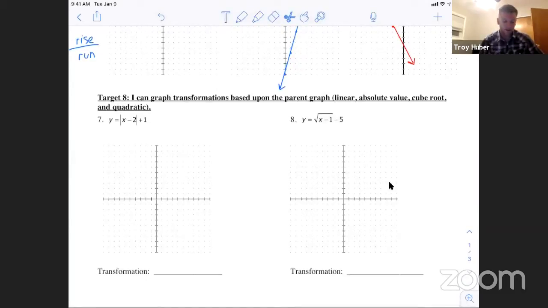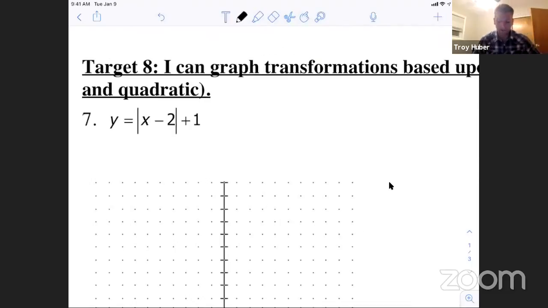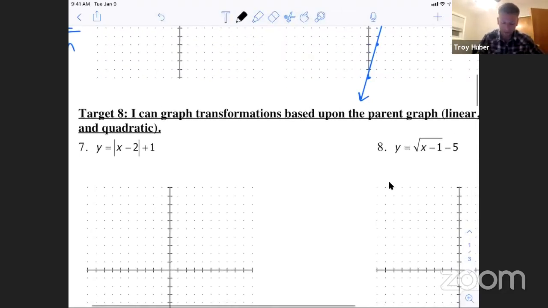All right, on to target number 8. I can graph transformations based upon the parent graph: linear, absolute value, cubed root, and quadratic. All right, here we go. So if you ever get confused, I would make a little t-chart. Okay, so this one right here, I see we have an absolute value. So that means my parent function is just going to be the absolute value of x.